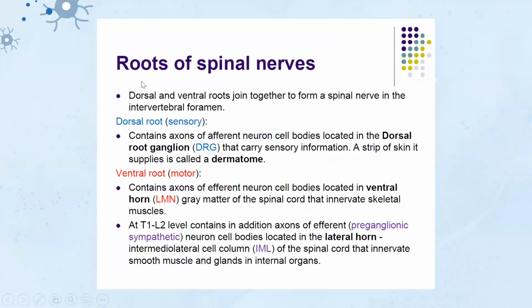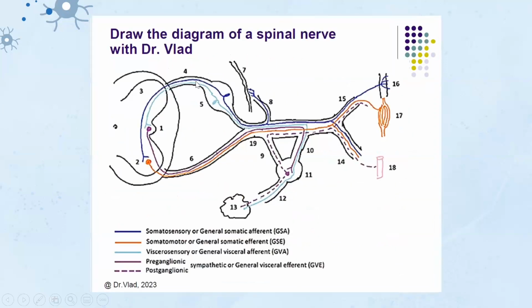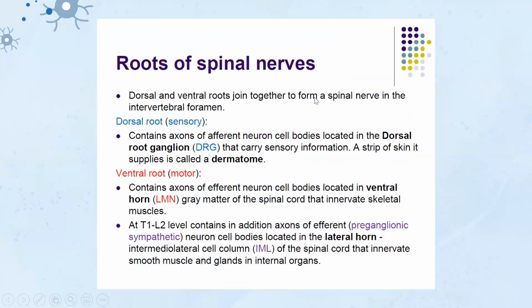We said that the dorsal and the ventral roots join to form the spinal nerve at the intervertebral foramen. The dorsal root has the axons of the afferent neuron cell bodies located in the dorsal root ganglion. It carries sensory information, and the strip of skin it supplies is called the dermatome. We'll come to that in a second.